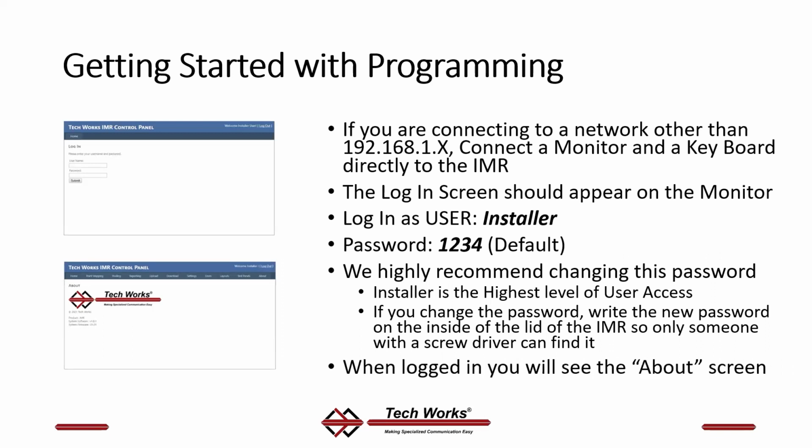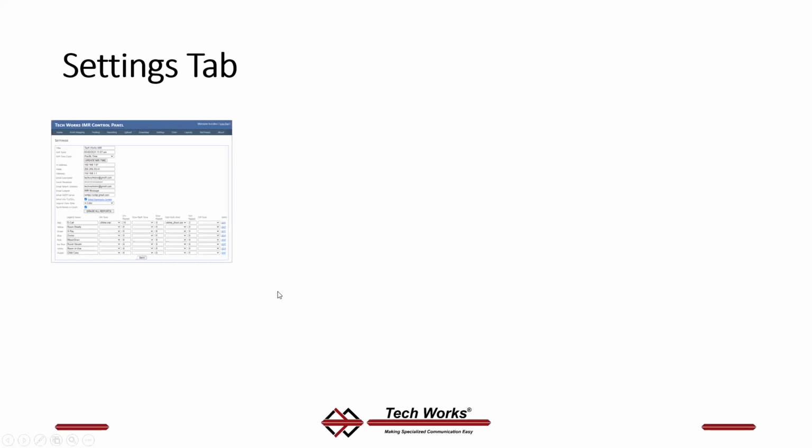When logged in, you'll see the About screen. This is your menu across the top of all your options. These are available only to the installer. Other users don't see all these menu choices. You're going to go immediately to the Settings tab.